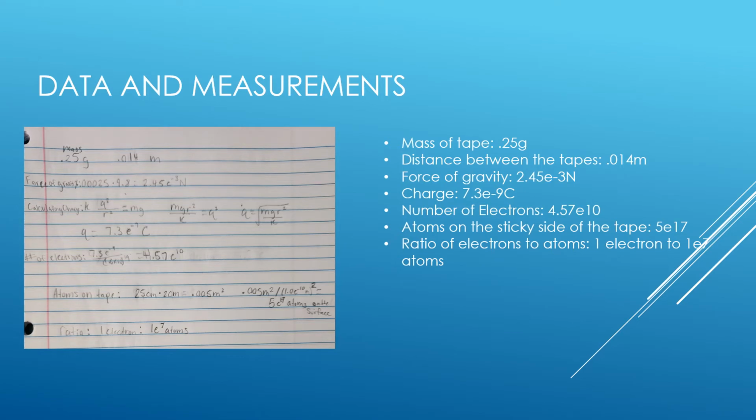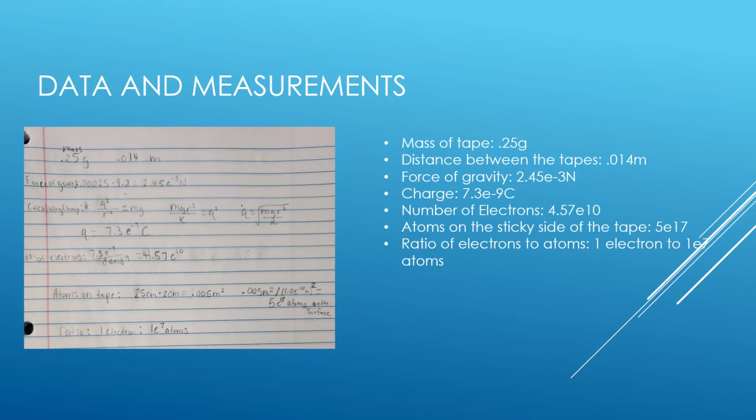So in the lab, my tape was 25 grams, and I found that the distance between the tapes before they interacted with each other was 1.4 centimeters or 0.014 meters. That means the force of gravity on that 0.25 gram tape was 2.45 times 10 to the negative 3 newtons. And using that, setting that equal to our charge equation and then solving for Q, I found that the charge Q was 7.3 times 10 to the negative 9 coulombs.